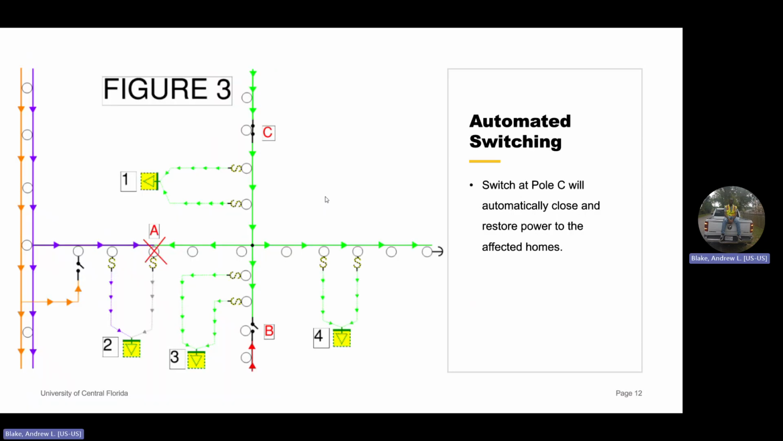So once we know the exact pole that was hit, the switch at pole C can automatically close and it backfeeds the homes and the neighborhoods that previously lost power. So now the green circuit is now feeding neighborhood 1, 3, and 4.